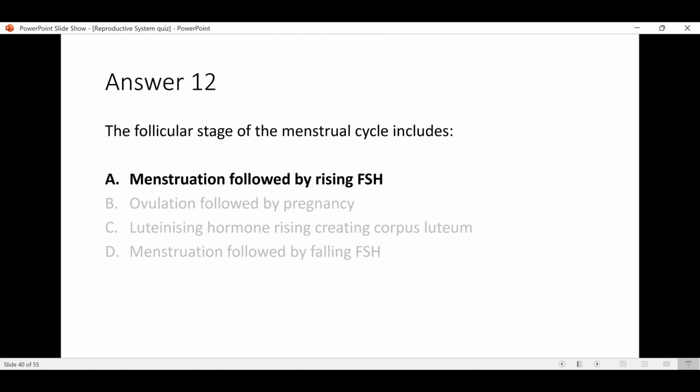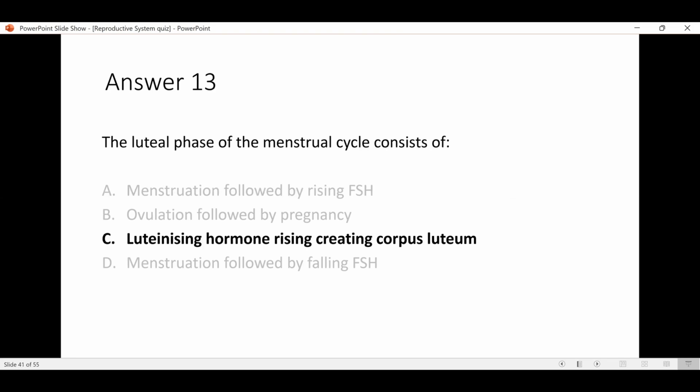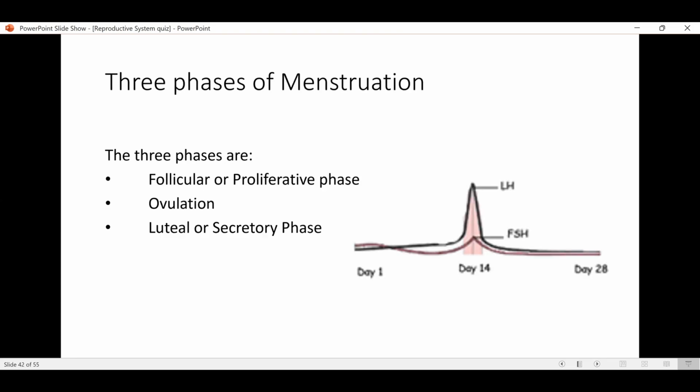The follicular stage of the menstrual cycle includes menstruation followed by rising FSH. That's follicle stimulating hormone. And again, a question on one of the stages of menstruation is common. The luteal phase of menstrual is C. Luteinizing hormone is rising, creating corpus luteum. So this is the 3 phases.